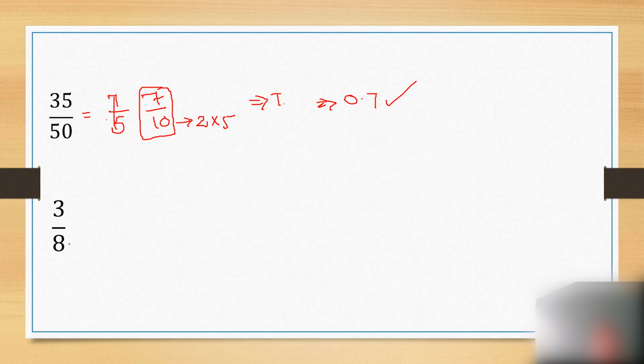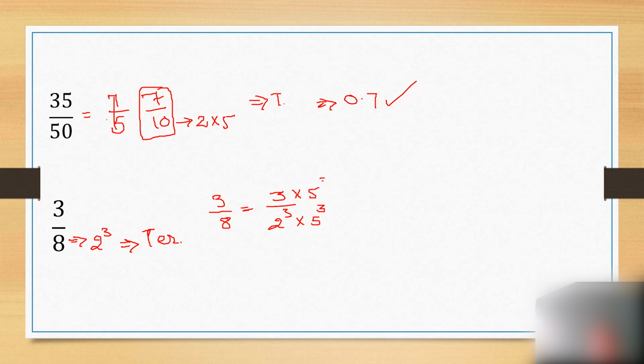3 by 8: its denominator has the factor 2 raised to the power 3. Only a power of 2, therefore this also terminates. Now how to convert this into decimal form? We can write it as 3 divided by 2 raised to the power 3. Now we will try to make equal powers of 5 and 2. We need to multiply by 5 raised to the power 3 in the numerator and the denominator also. Now we get 375 divided by 10 raised to the power 3, that is 1000, and this is equal to 0.375.